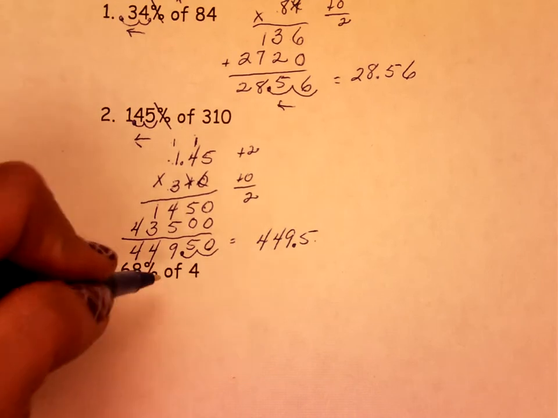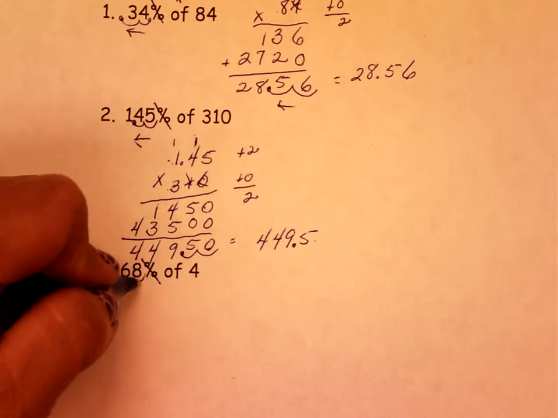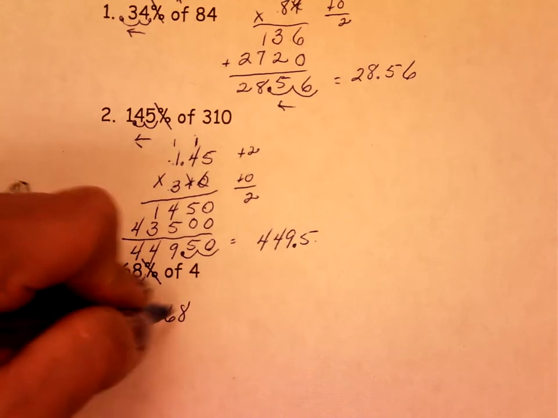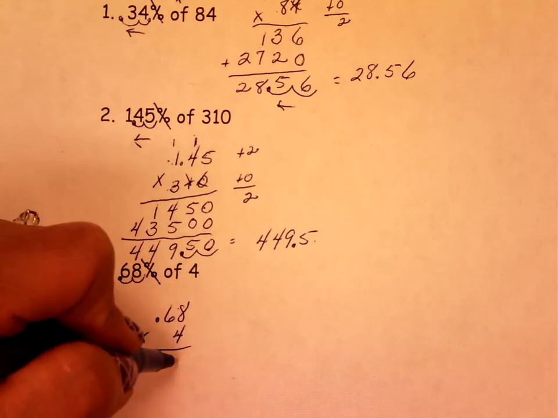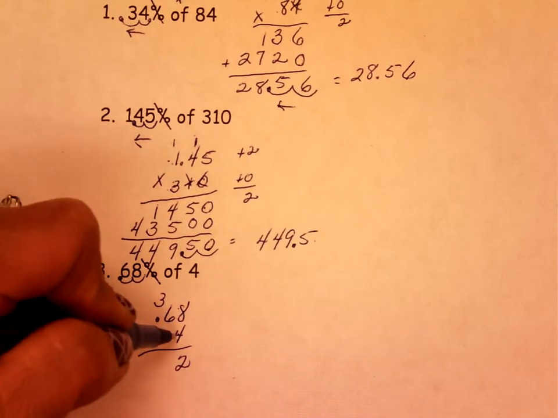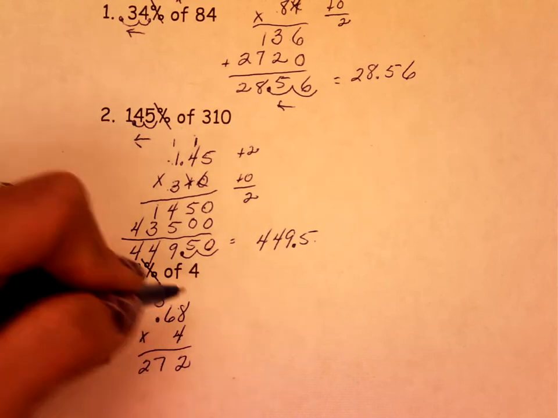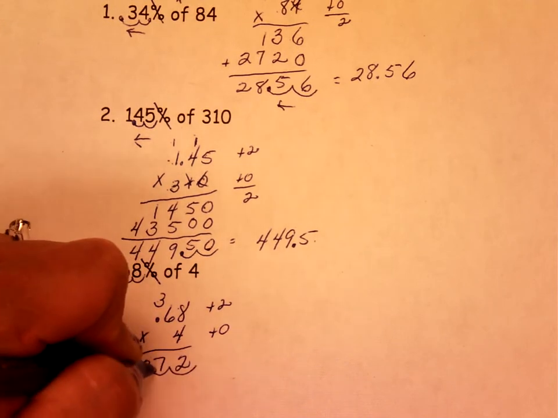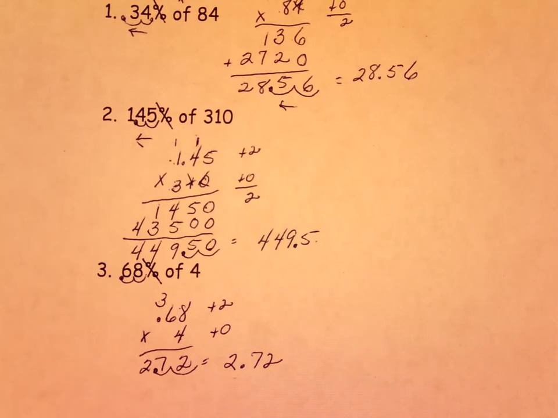So you should have taken the percent sign away and moved the decimal over 2 places. So now you have 0.68 times 4. 4 times 8 is 32. Carry the 3. 4 times 6 is 24, plus 3 more is 27. The decimal moved twice here. The decimal didn't move here, so move the total twice. And the answer is 2.72.